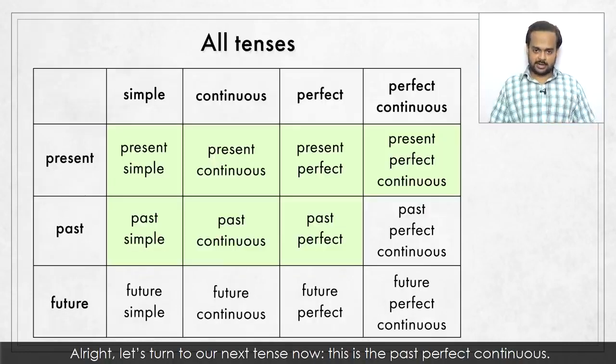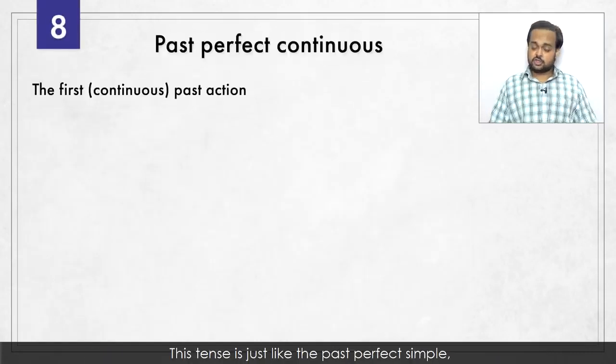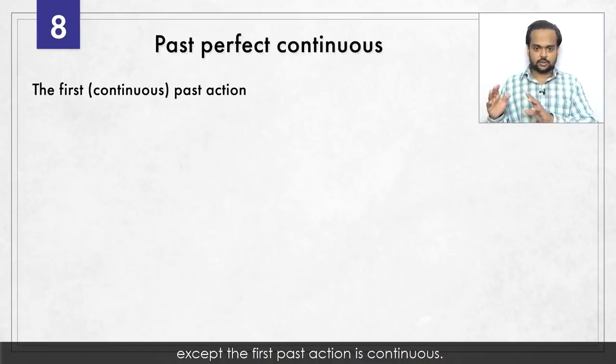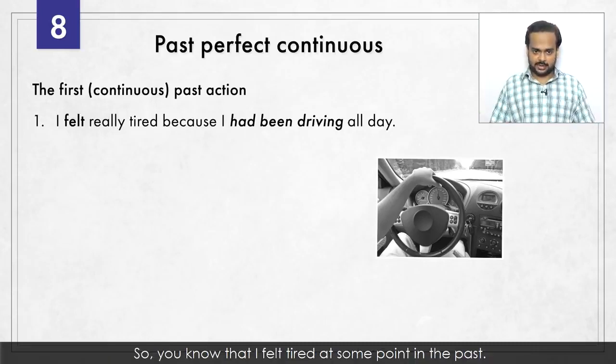Alright, let's turn to our next tense now. This is the past perfect continuous. This tense is just like the past perfect simple, except that the first past action is continuous. For example, I felt really tired because I had been driving all day.